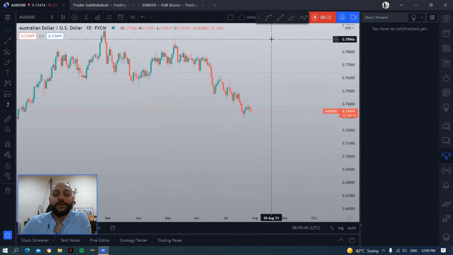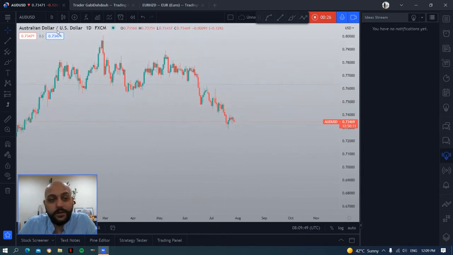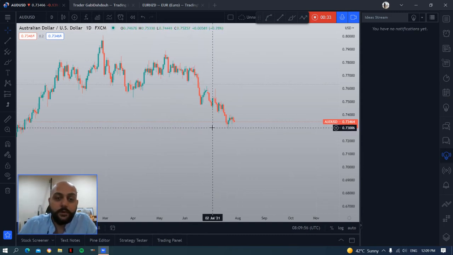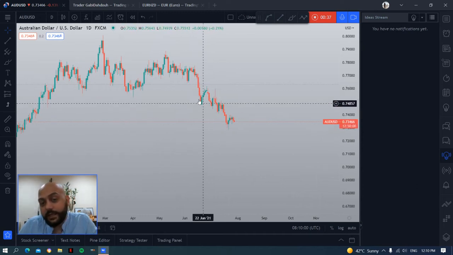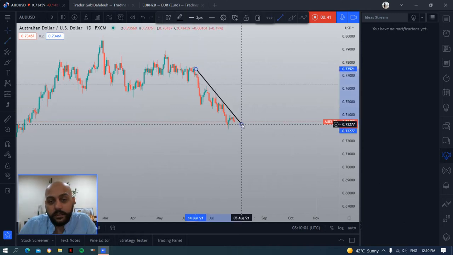So, let's begin. The first thing we notice, this is the daily chart of the Australian dollar versus the US dollar. This is the day here. So the first thing we notice is that the price of the market is actually looking bearish right now. The price is actually trending in a downward channel. Here we go. We can line the channel like this.